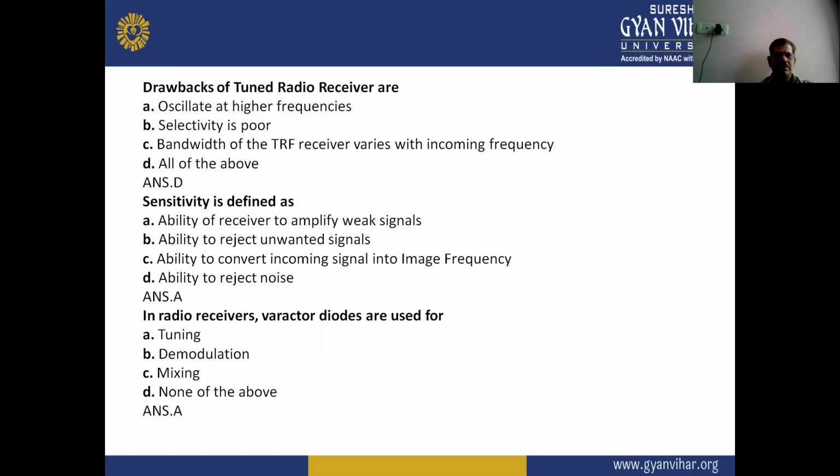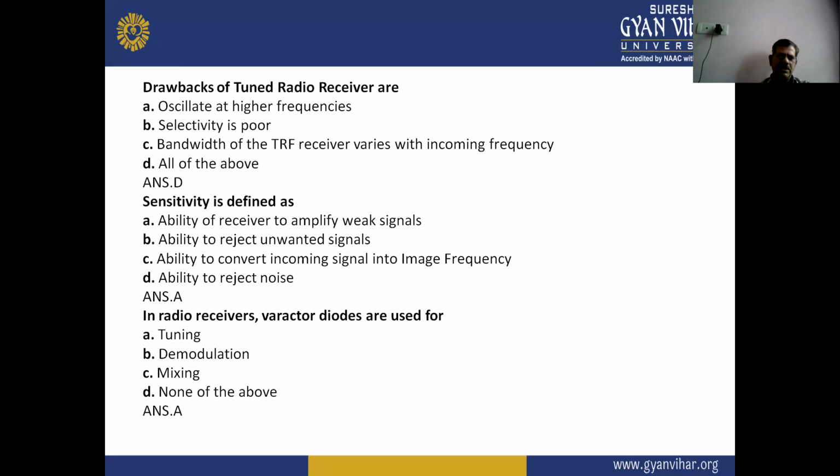And next question. Drawbacks of tuned radio receiver are option A, oscillates at high frequency. Option B, selectivity is poor. Option C, bandwidth of the TRF receiver varies with incoming frequency. Option D, all of the above. So here the correct answer is option D. Drawbacks of tuned receiver are all of options A, B, and C. So option D is the correct answer.